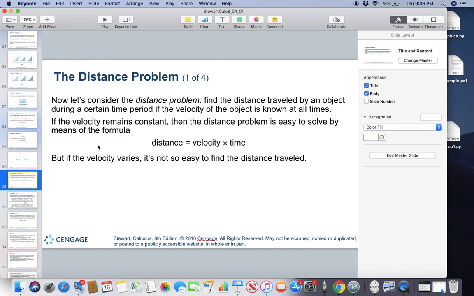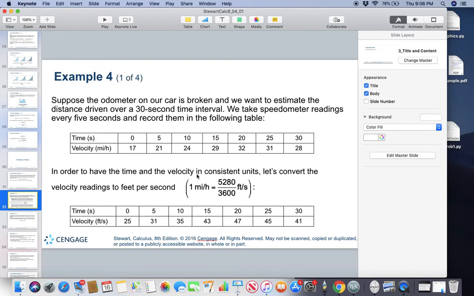But if the speed, velocity, so what is velocity? Speed with a direction. Okay. So if the velocity changes, it is not so easy to find the distance traveled. So here is an example. Suppose your odometer is the gadget in your car which measures your speed or velocity. Suppose the odometer on our car is broken and we want to estimate the distance driven over a 30-second time interval.